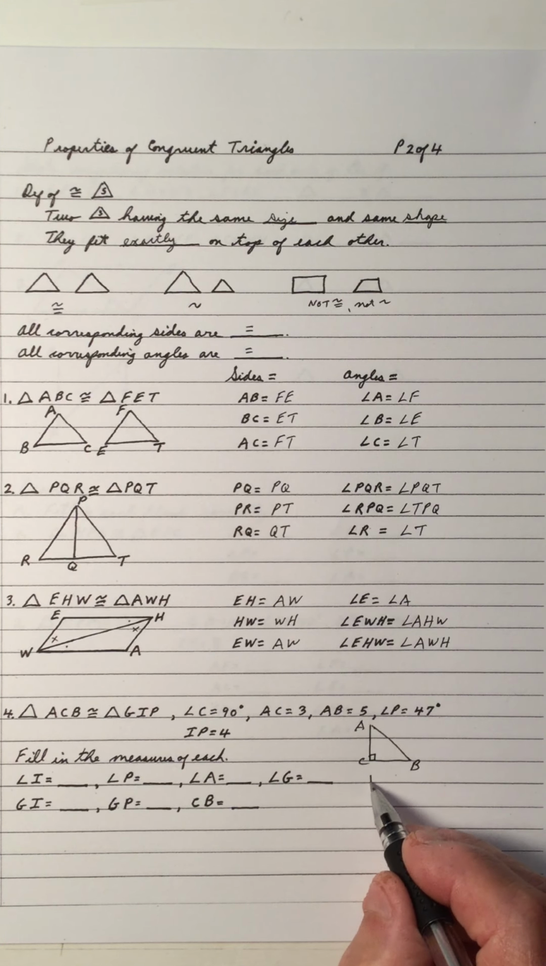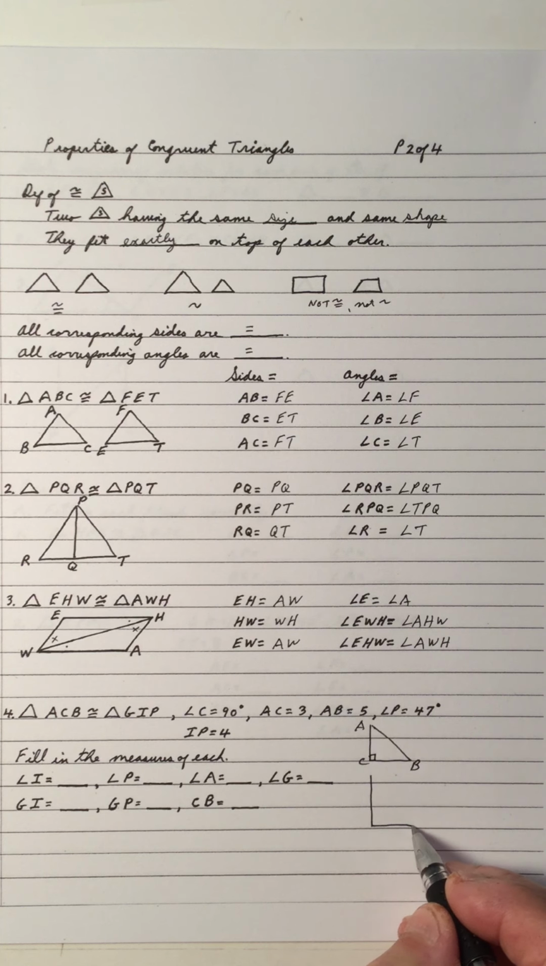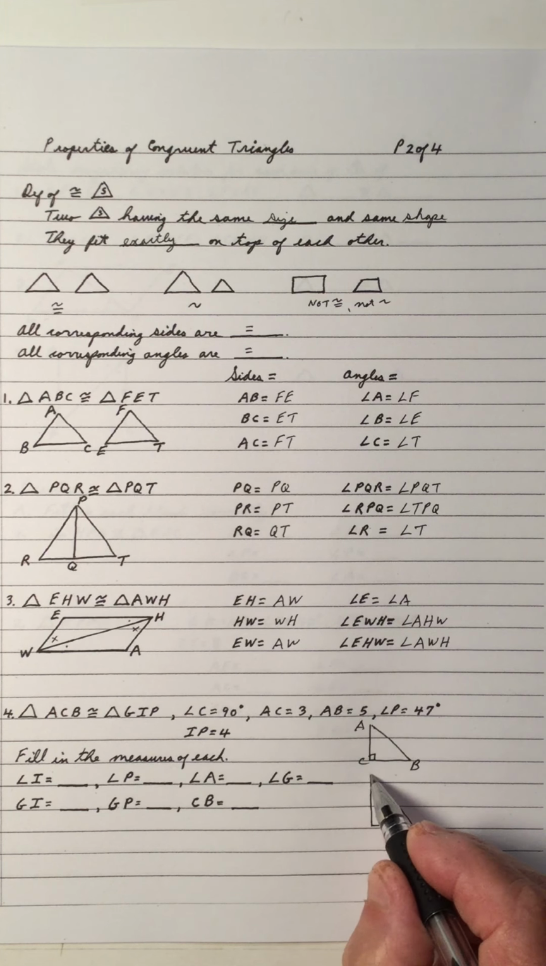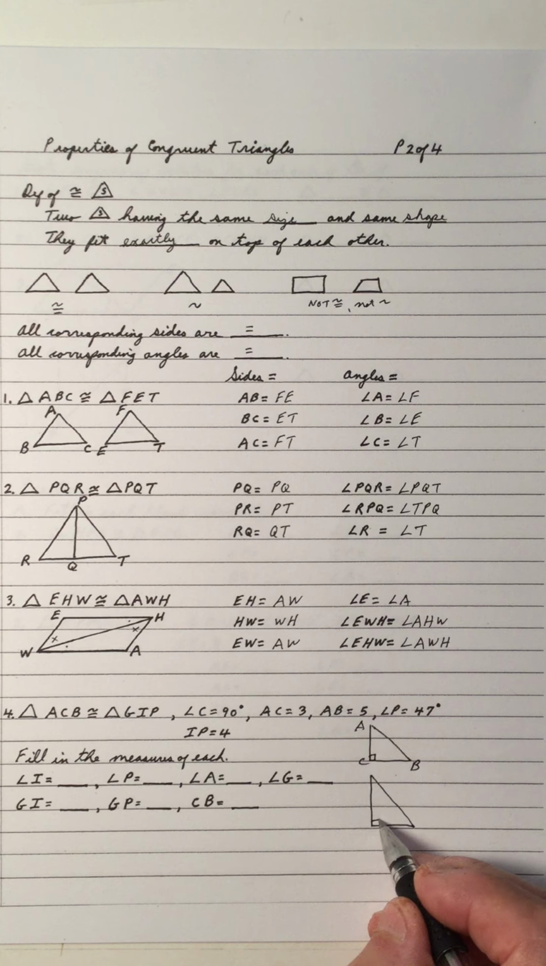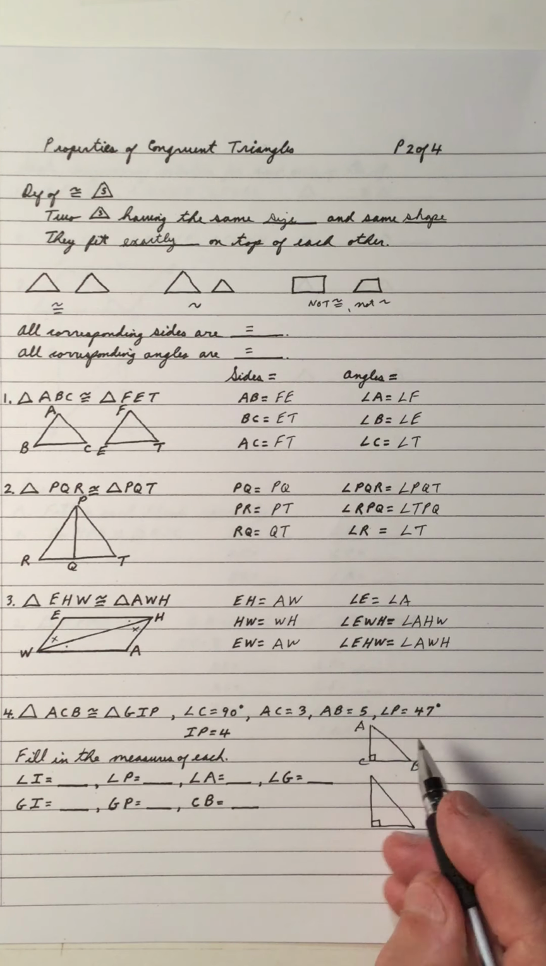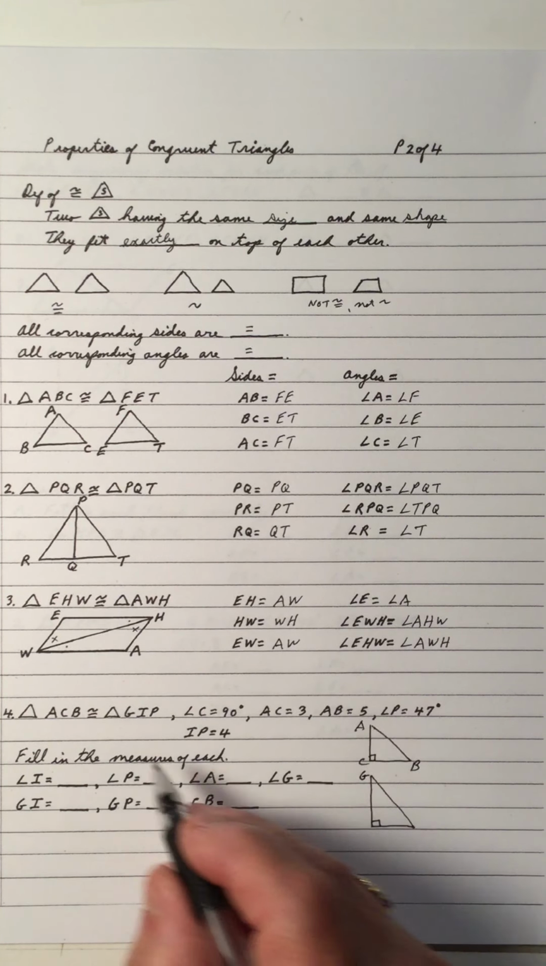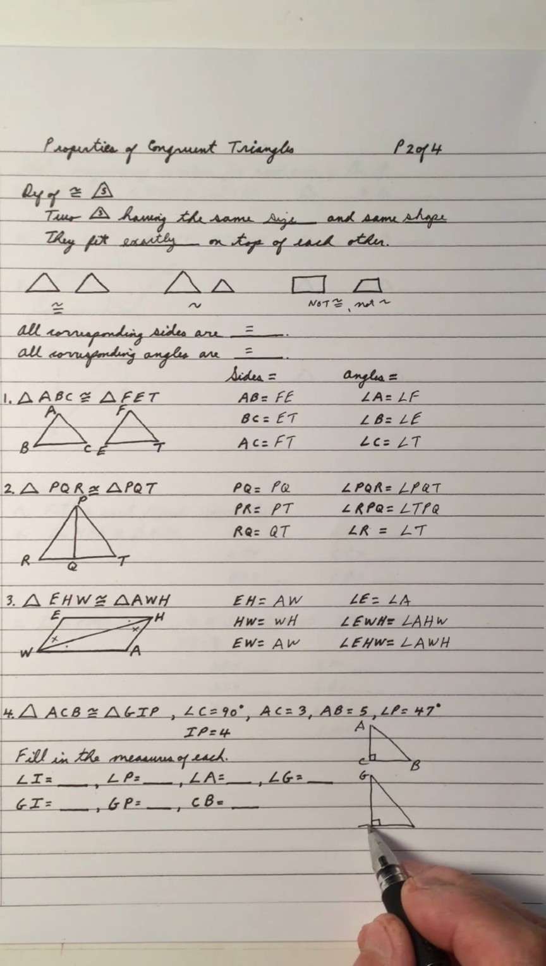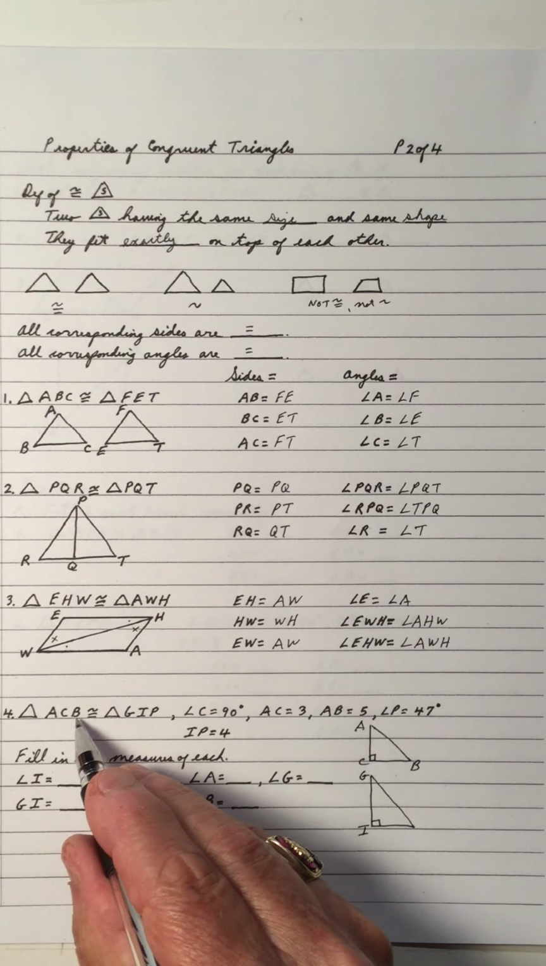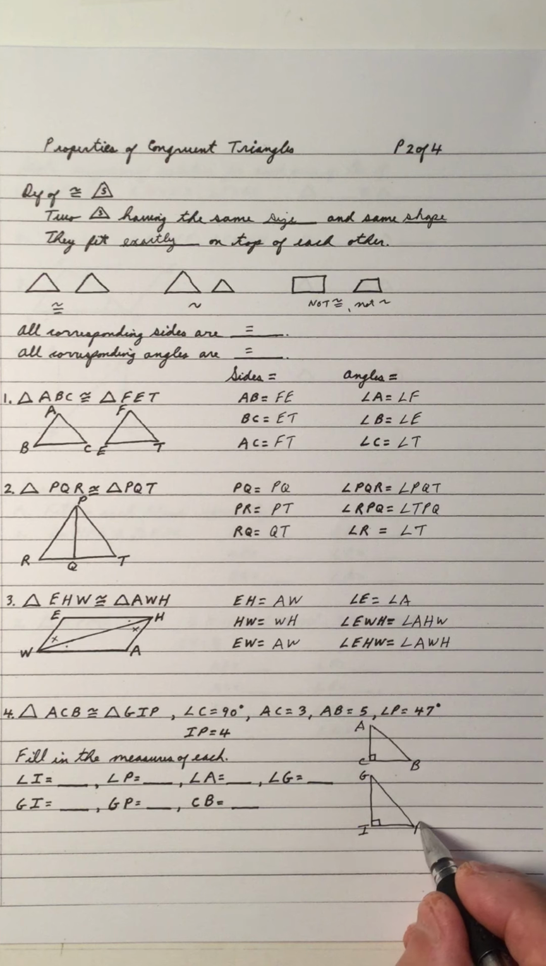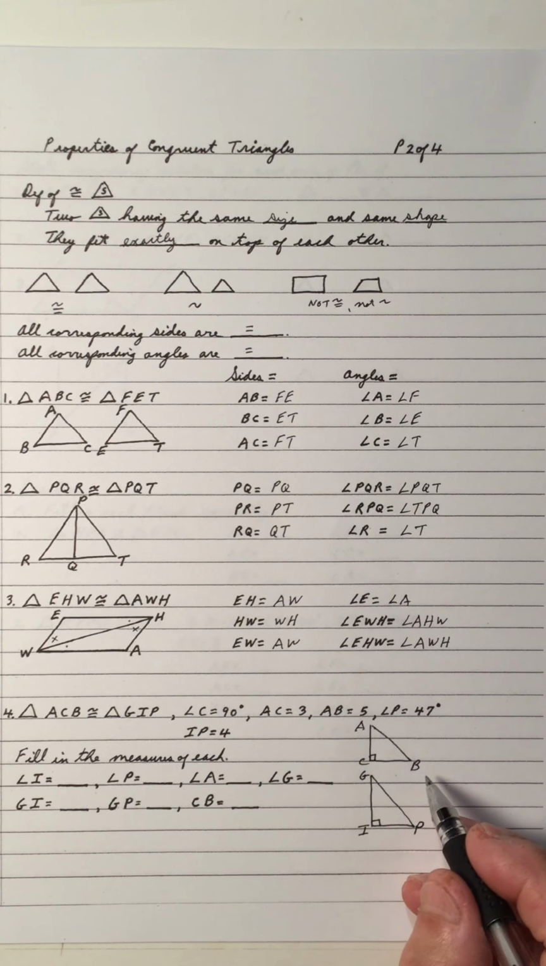If the two triangles are congruent, we have to draw the other one with a right angle too. A goes with G, C goes with I, and B goes with P.